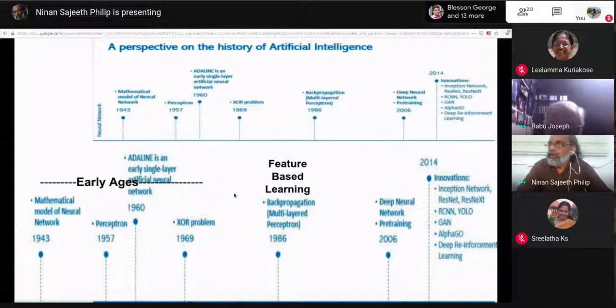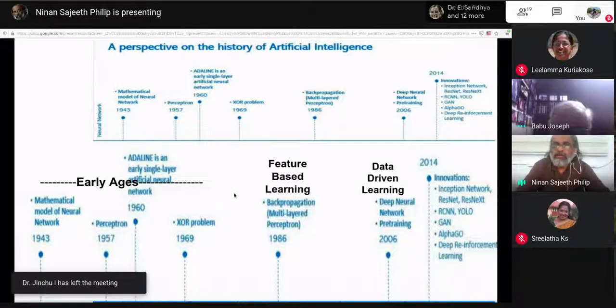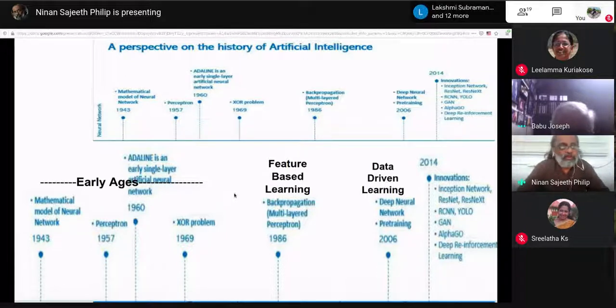Now, after feature-based learning, we came to data-driven learning, which in fact took its root by about 2006, when a lot of data started coming in. And Google, for example, is a very good example for data-driven learning. If you ask Google a question, most of the time it gives you an intelligent result. And this is by doing an intensive search through the database. So Google has big machines which are able to do these things, and that is how it is possible.